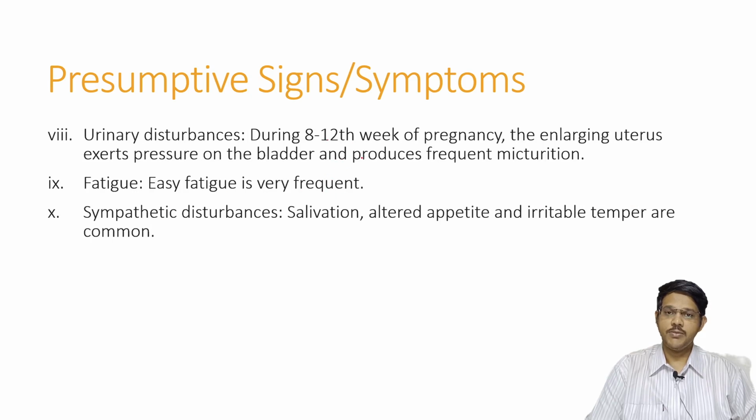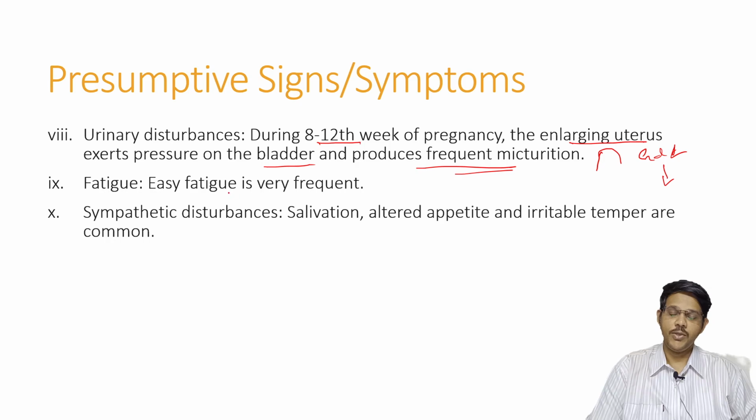Next are the urinary disturbances. These are usually because of compression of the uterus on the bladder. It usually starts during the 8th to 12th week of pregnancy. The enlarging uterus exerts pressure on the bladder and produces frequent micturition. This subsides as the uterus enlarges, and again becomes prominent at the end of term, since the head descends into the pelvis and the urinary disturbances become frequent again.